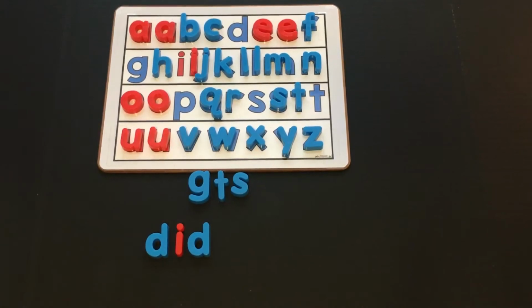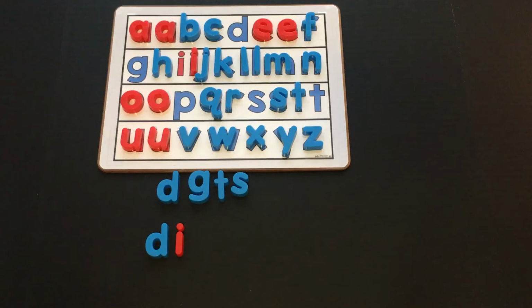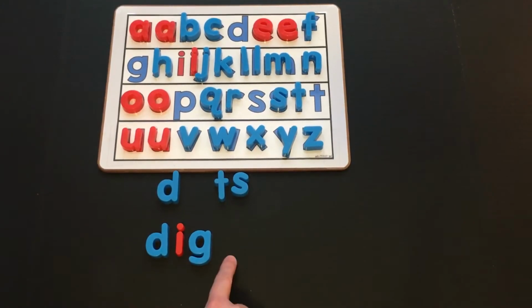Now let's say our sounds and then we'll blend together. Ready? D, I, D. Blend it. Did. The next word we're going to make is dig. So I want you to think about which sound is going to change, the beginning, the middle, or the end to make did into dig. Which sound do you hear changing? The ending sound. And what is it going to change into? A G. Let's say the sounds and blend. D, ig. Blend it. Dig.